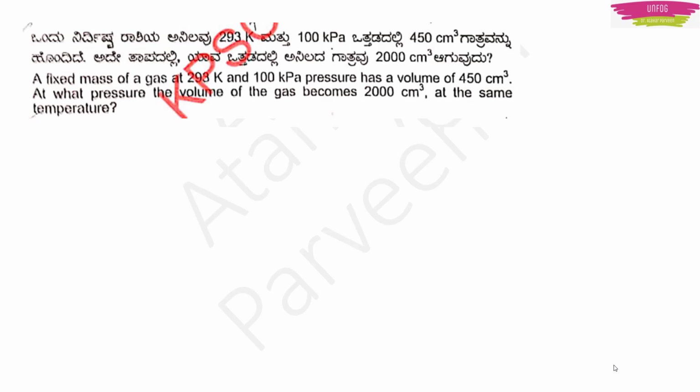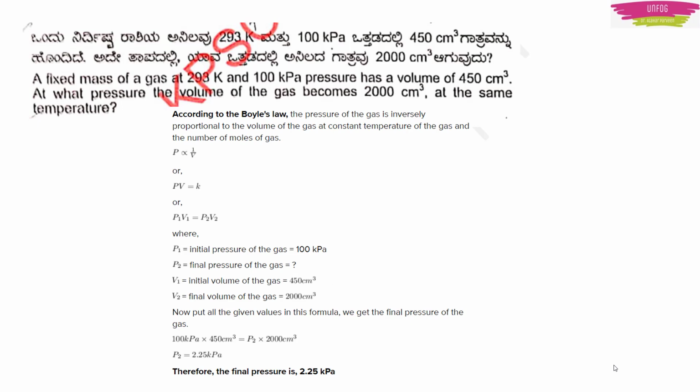Now the question is, a fixed mass of a gas at 293 Kelvin and 100 kilopascal pressure has a volume of 450 centimeter cube. At what pressure does the volume of the gas become 2000 centimeter cube at the same temperature? So you take Boyle's law, pressure is inversely proportional to volume, right? For the first scenario, you take P1 V1. For the second scenario, you take P2 V2. Then you treat them as equal. P1 V1 is equal to P2 V2. You have P1, V1 and V2. With that you will get P2, the pressure. That's it. It is very simple.